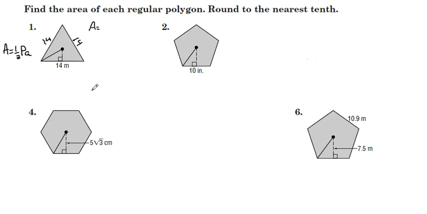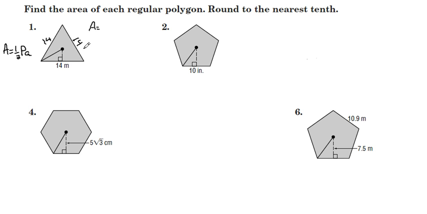Hello everybody, in these exercises we're going to be finding areas of regular polygons, different shapes, but we're going to follow the formula here. Area equals 1/2 PA. P is the perimeter of each figure and A is the apothem. Remember, the apothem goes from the center and it's perpendicular to one side of the figure.